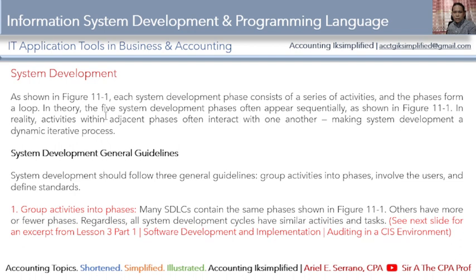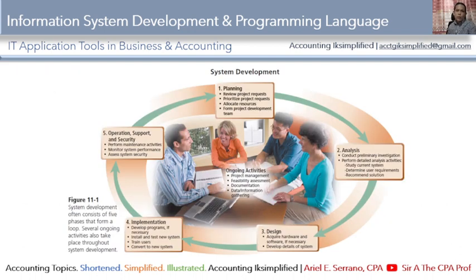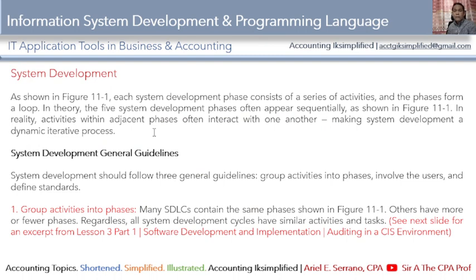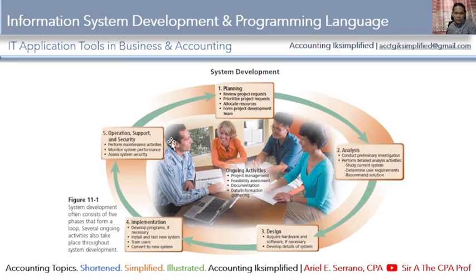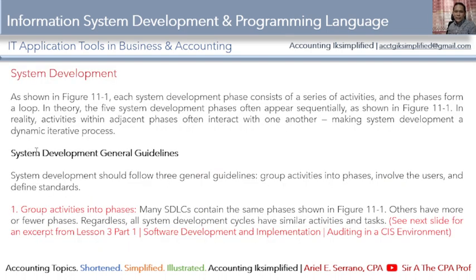Now, sabi dito, as shown in figure 11-1, which is this one, each system development phase consists of a series of activities. Yun po yung makikita ninyo dito sa baba. However, it forms a loop kasi maaring at the end of the life cycle, may mga panibagong user requirements, maaring mag-initiate yun ng panibagong start. Mag-uumpisa ulit sa planning. So the phases form a loop.